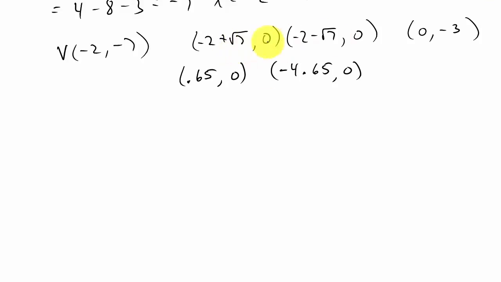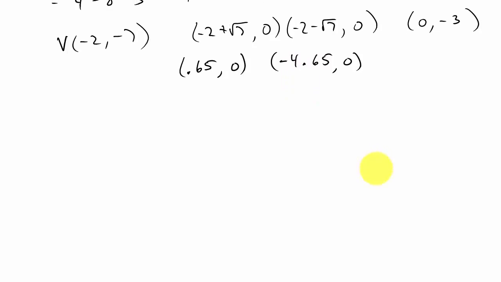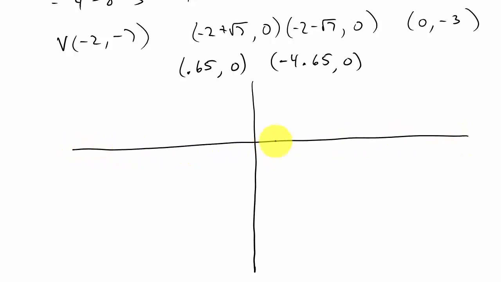I punched each one of these in my calculator, and for this term I got 0.65, and for this term I got negative 4.65. I just rounded it to 2 decimal places. You can round it to 1 or 3 or however many you want. Now we draw our xy coordinate plane. I've got 1, 2, 3, 4, 5 in each direction, and we'll need to go down to 7 since we got a y value of negative 7.